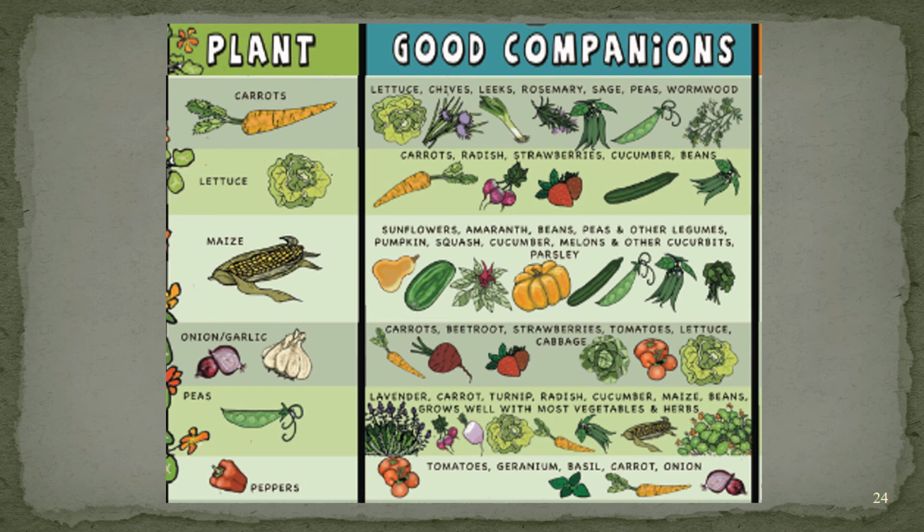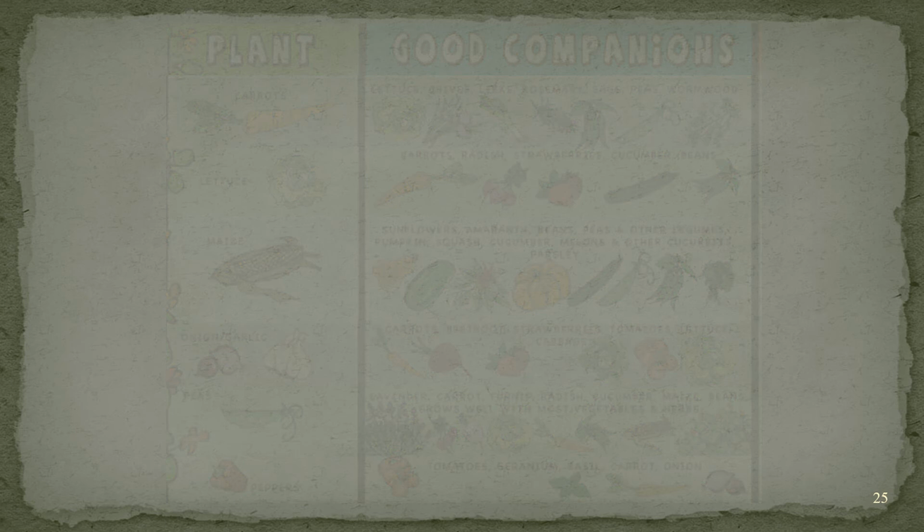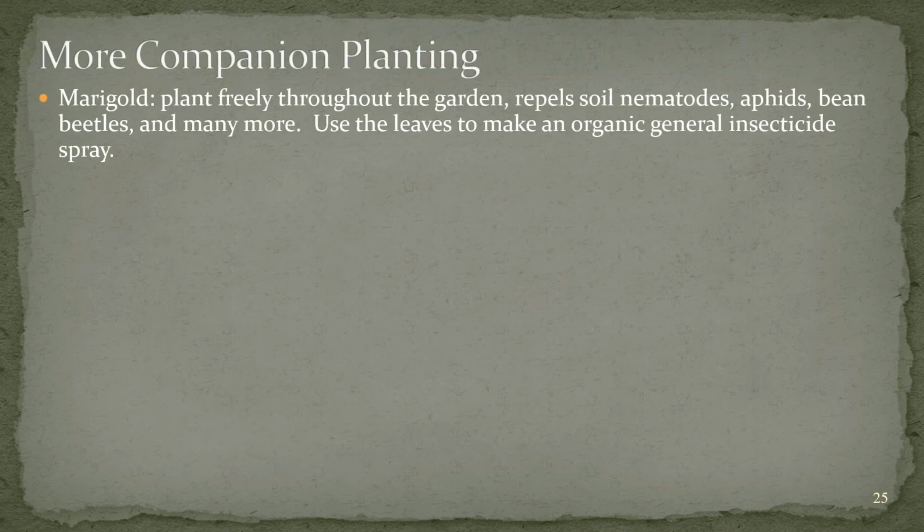Peas pair well with lavender, carrot, turnip, radish, cucumber, maize, and beans. They grow well with most vegetables and herbs, to be honest. Peppers go well with tomatoes, geraniums, basil, and carrot. More companion planting. The marigold. Plant this freely throughout the garden. It repels soil nematodes, aphids, bean beetles, and many more. Use the leaves to make an organic general insecticide spray.